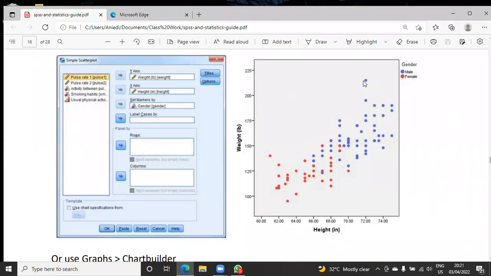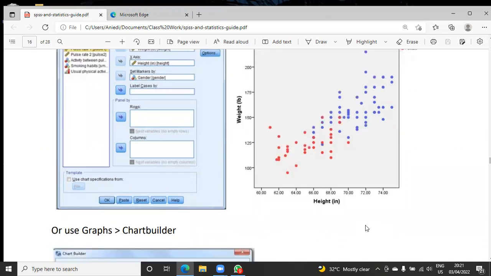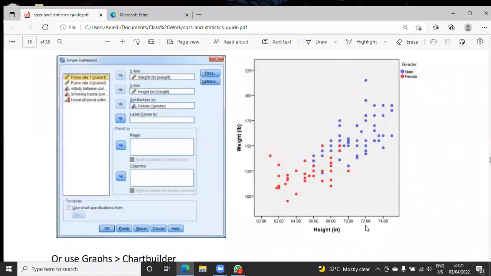The weight is in pounds. Okay, the height is in inches. So of the males that are 72 inches, one of them has a weight of more than 200, and one is close to 200. So you can easily read this graph that way. I hope you understand the graph.